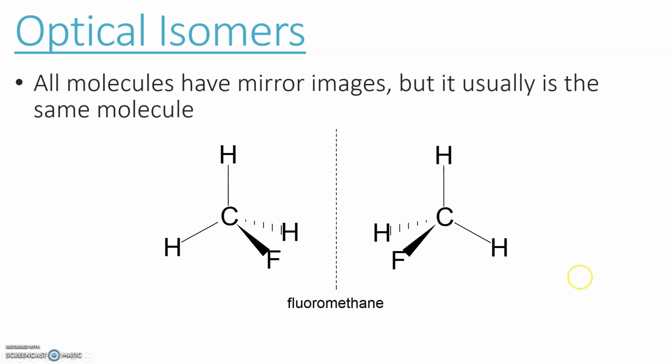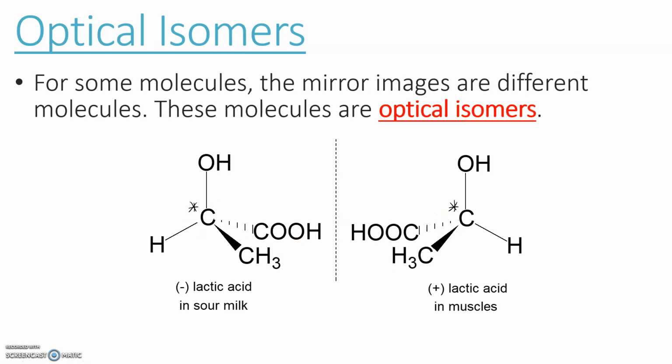Fluoromethane is an example of a molecule that is not optically active, that does not form optical isomers. These are the same molecule. You could rotate what you've got on the left to get what you've got on the right. This molecule here, however, is optically active. You could not take the molecule on the left and rotate it to get the molecule on the right.